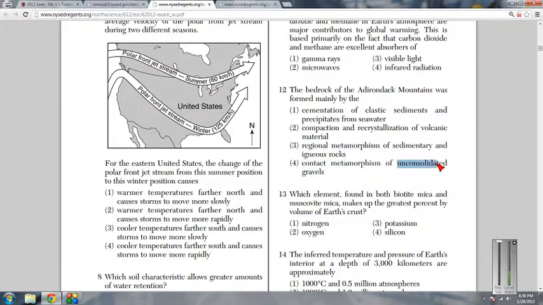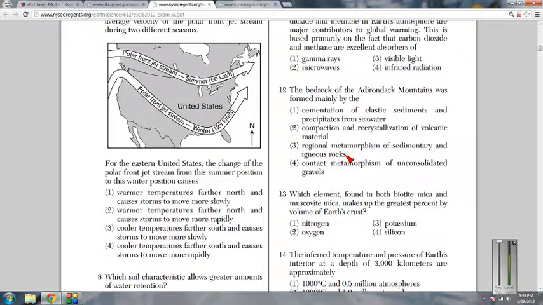And number 4 says contact metamorphism of unconsolidated gravels. Well, unconsolidated gravels means it's not even a rock yet. It's just sediments. And you see metamorphism also. Now, the important thing to know here is the difference between regional metamorphism and contact metamorphism. Contact metamorphism is when lava, or magma, intrudes into other rocks, and literally is in contact with another rock and creates a metamorphic rock.